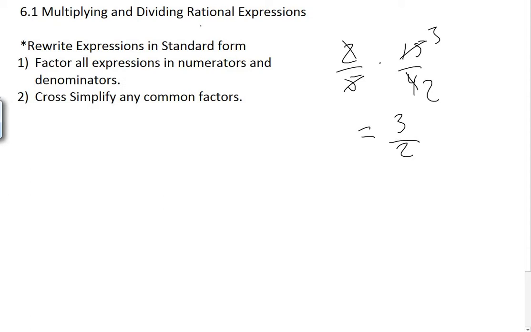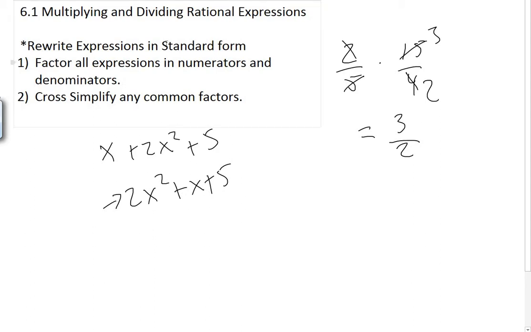Now we're going to actually be doing rational expressions, so we're going to have variables in the numerator and denominator, but it's essentially the same idea. My steps for you guys are pretty simple, just 2 steps, but my tip is to always rewrite the expressions in standard form first, meaning go in order from least to greatest according to degree. If I had x plus 2x squared plus 5, I would rewrite it as 2x squared plus x plus 5 before I try to do anything. So I want it in standard form before I try to factor all the expressions and then cross simplify any common factors. That's really all it comes down to. Factor all the expressions in the numerators and denominators, and then cross simplify any common factors.